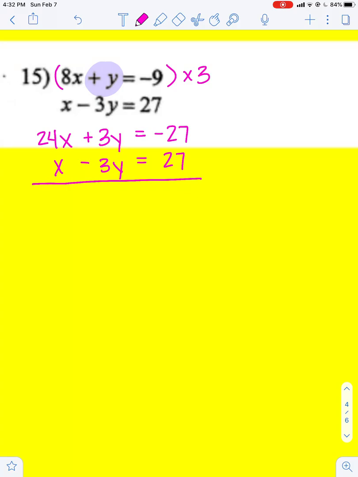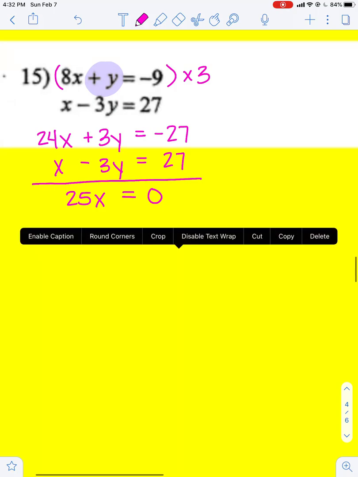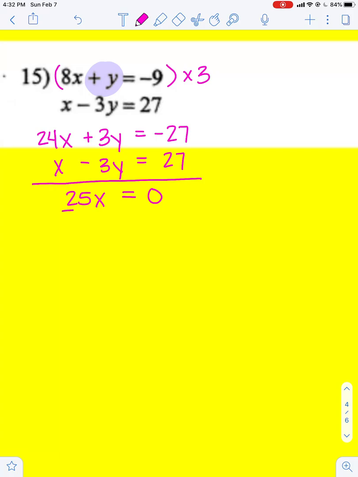So this is going to give me 25x is equal to 0 when I solve for this. And that is going to tell me when I divide by 25 on both sides that x is equal to 0.